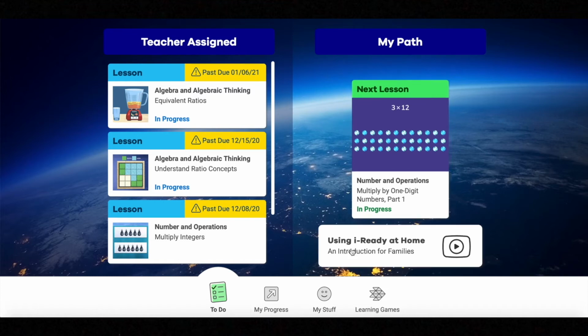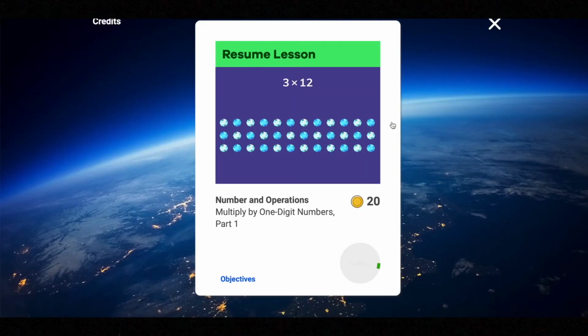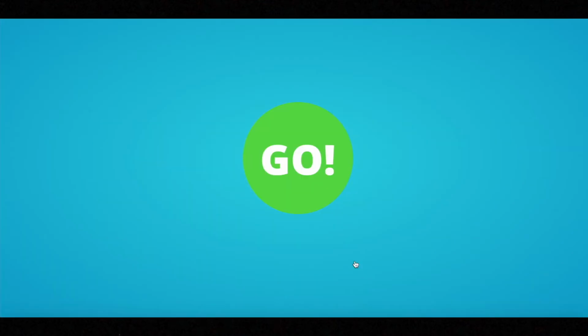If you have any questions about how to use iReady at home, here's a box instructing families what to do. What we're going to do is click on the lesson for My Path. When we click on the lesson, you notice the My Path will tell me whether to resume a lesson or not. In this case, the student will be resuming a lesson, okay? After that, we'll click the arrow to go, and it'll say go.